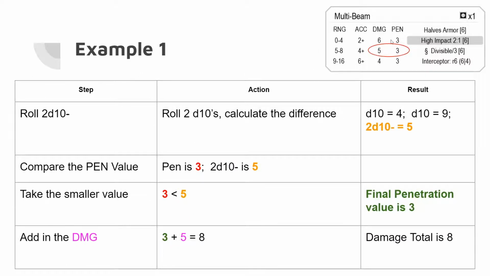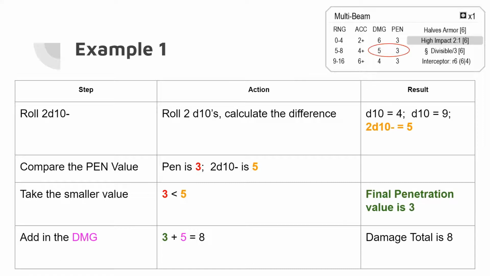Example 1, up here in the corner you see we have our multi-beam. We use the middle range bracket. So we have a damage value of 5 and a penetration value of 3. First step, we roll 2d10 minus. In this case, we rolled a 4 and a 9, so the difference is 5. So our 2d10 minus roll is 5.